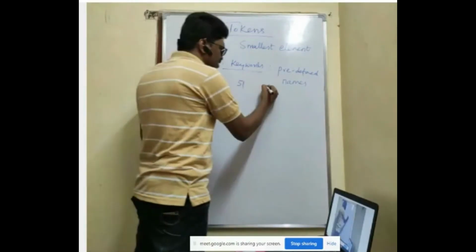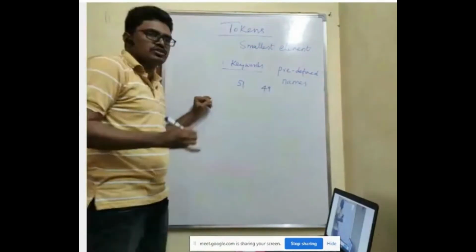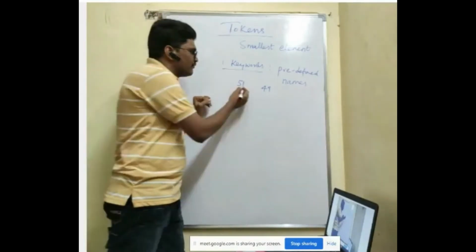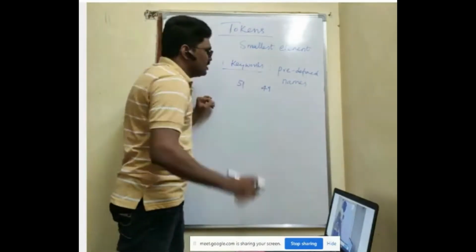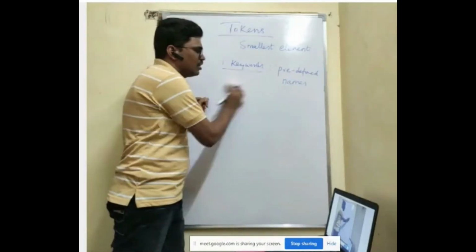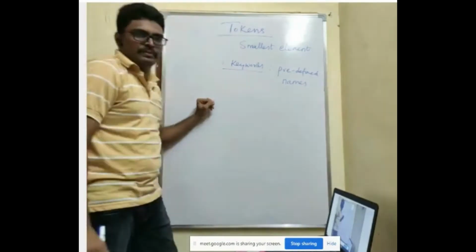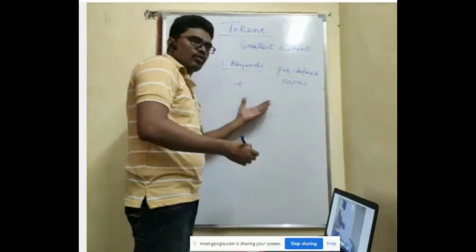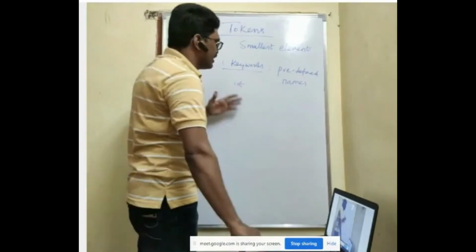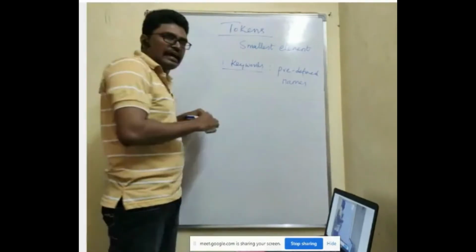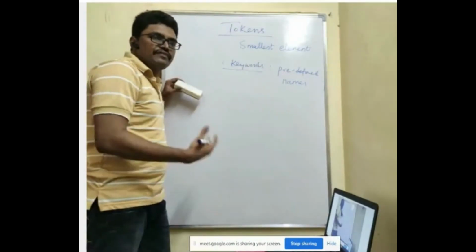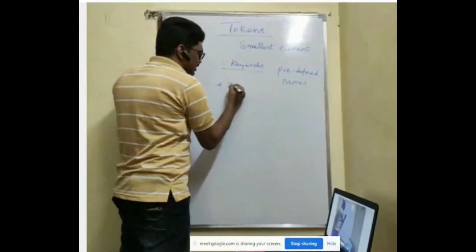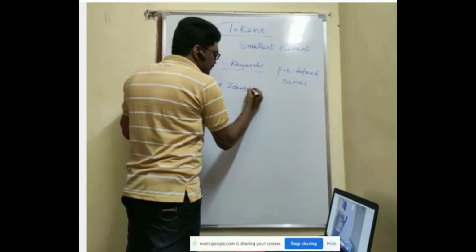There are around 51 keywords, out of which only 49 are used. 2 are reserved for future purpose. We are not going to see all the keywords. You already know a few: int, char, float, double, so many things. Whatever you have in C language, almost all keywords are there. In addition to that, they have added a few more keywords. So that is keywords, and the very important one is identifiers.